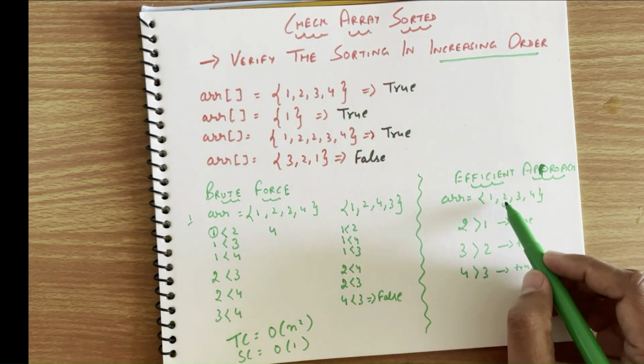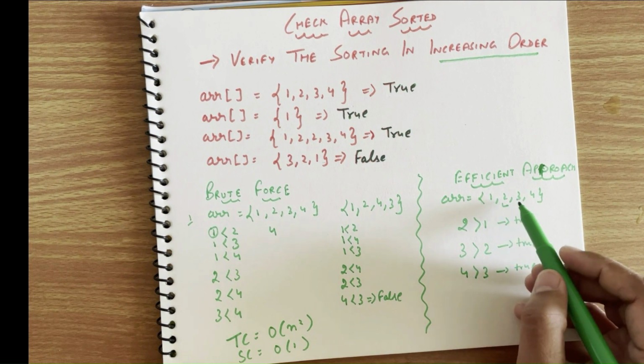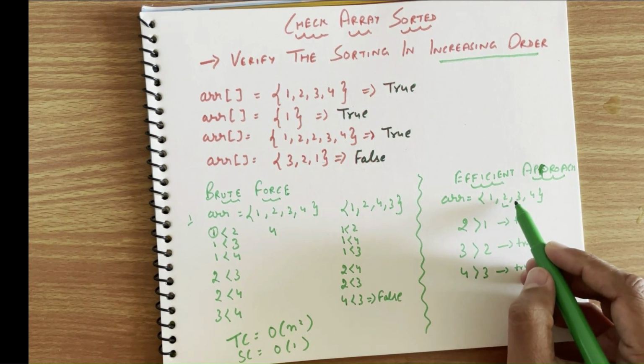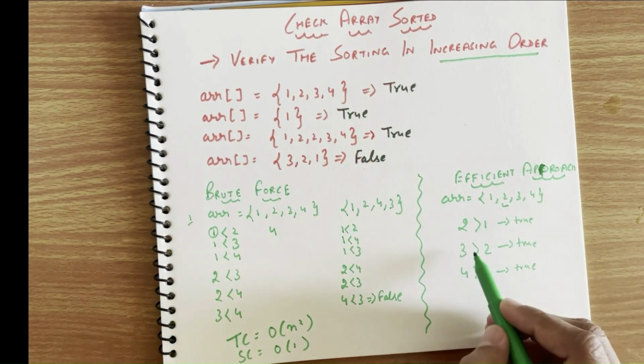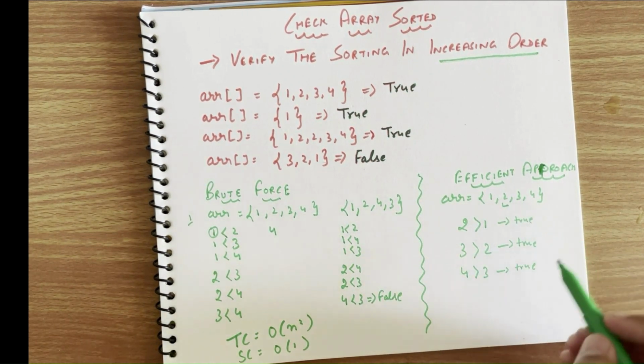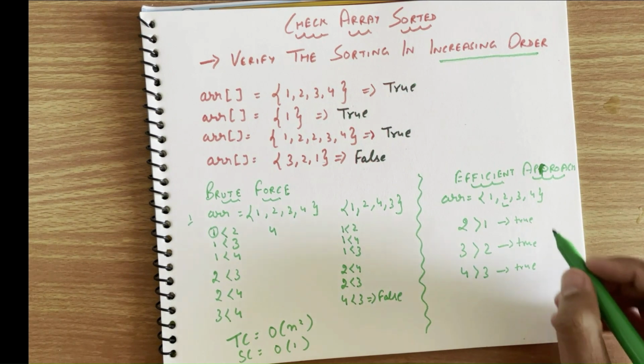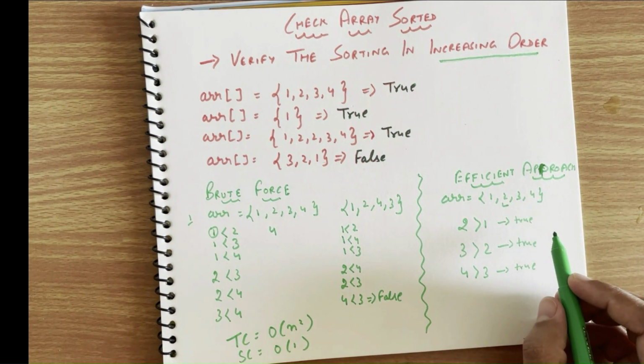That is, if 2 is greater than 1, true, then the next array element should be greater than 2. And we will compare it with its previous, which is 2. So it is again true. Then we will move on to the next array element. So this way we will say that our array is sorted.